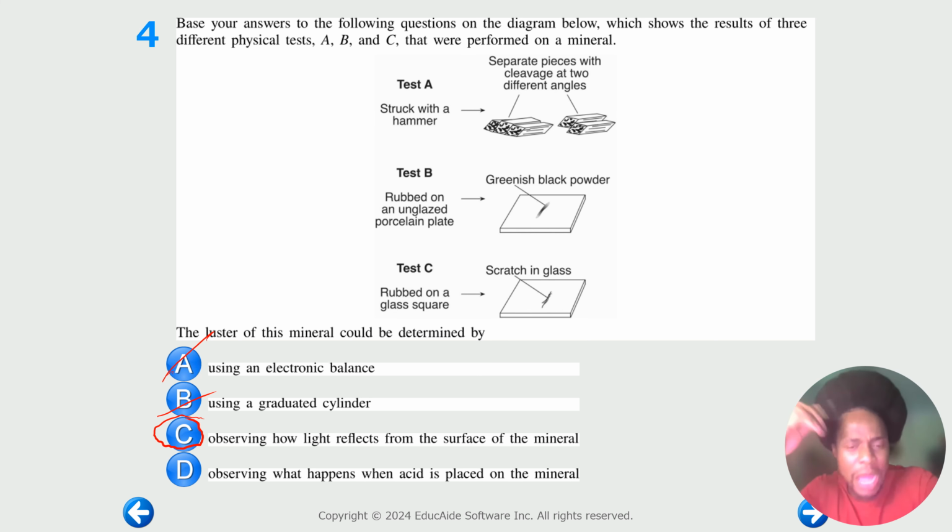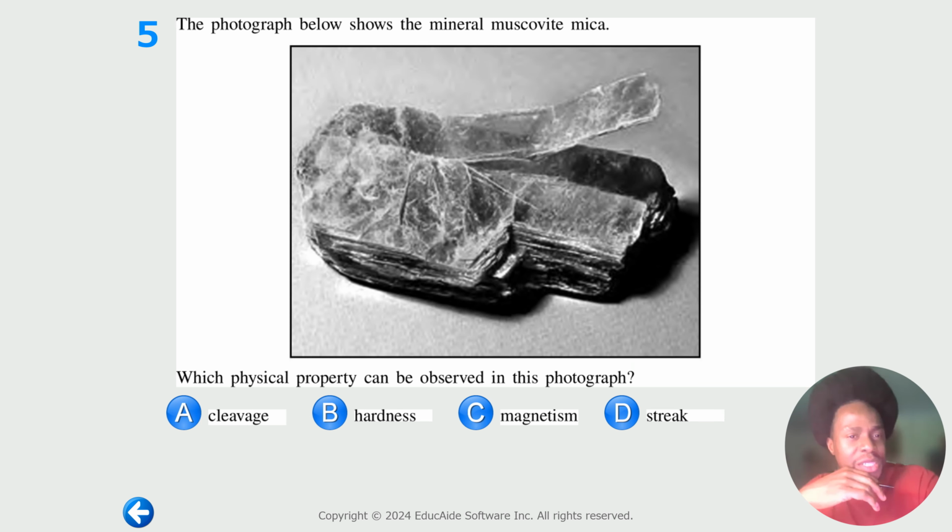D. Observing what happens when acid is placed on the mineral. That is the acid test. The acid test is to know what the mineral is made up of, not the way the mineral shines. So this is out as well. Our answer is C. Last question.